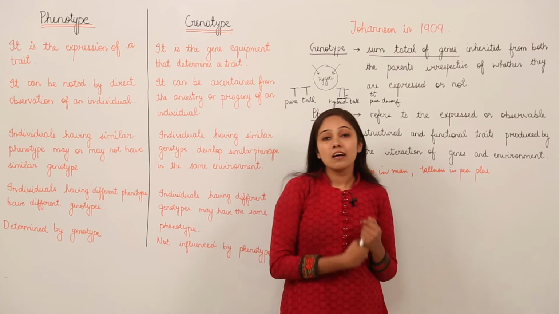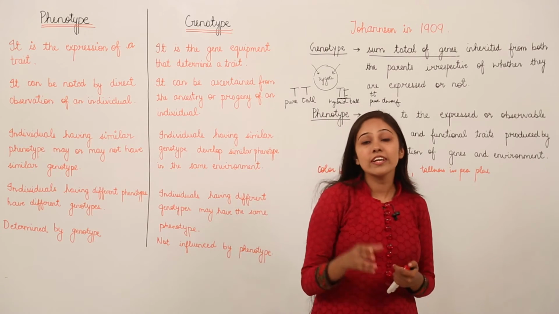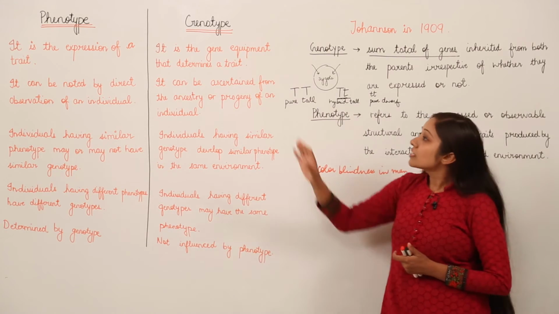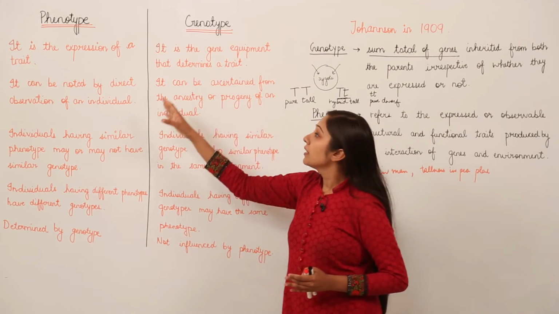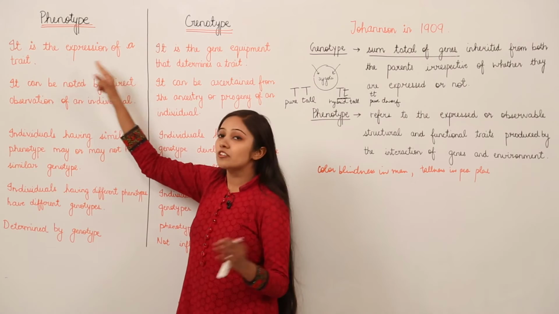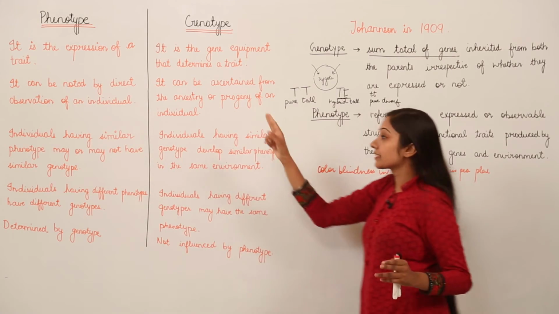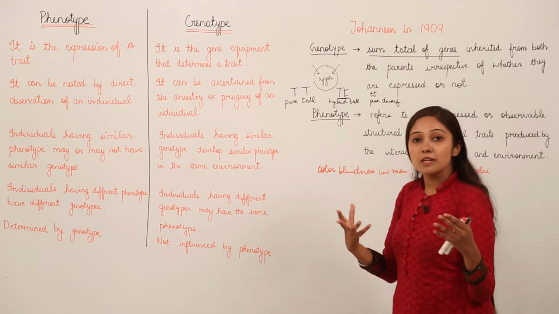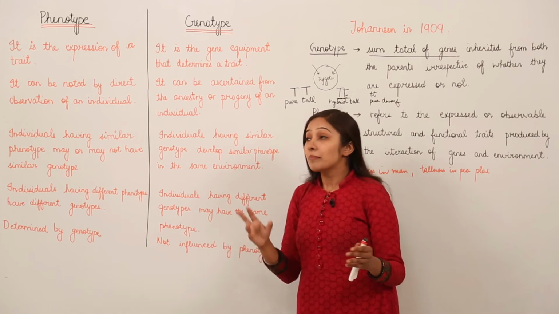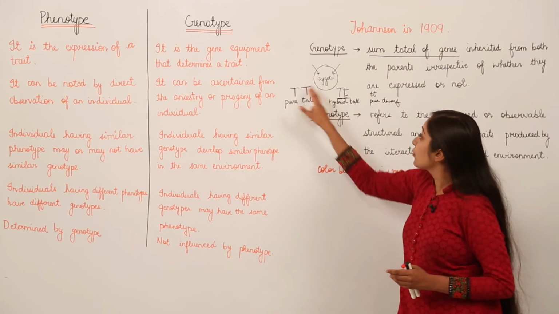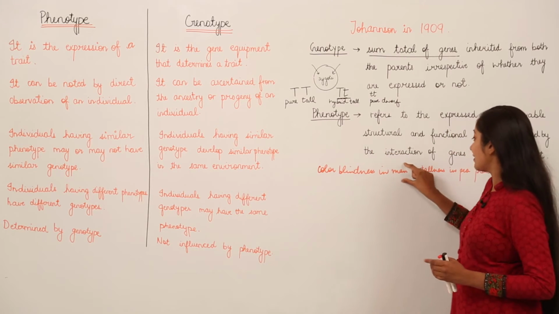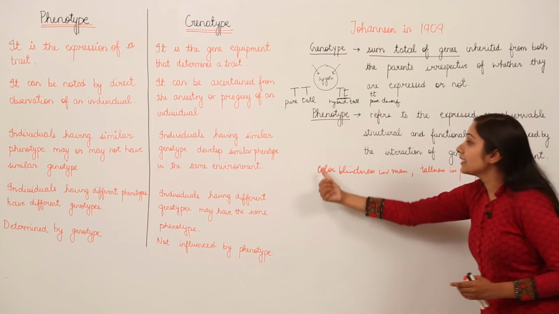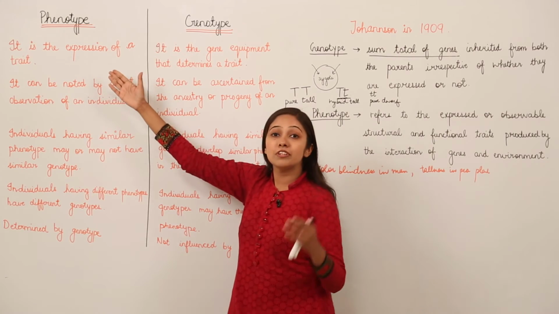Now when in the examination you are asked to differentiate between genotype and phenotype, here are a few points that we are going to discuss. First point, phenotype is the expression of a trait. As we have already discussed in this definition, phenotype is the expression of a trait. Means if I say just tallness, this tallness or color blindness in man, tallness in pea plant, this is an example of phenotype.